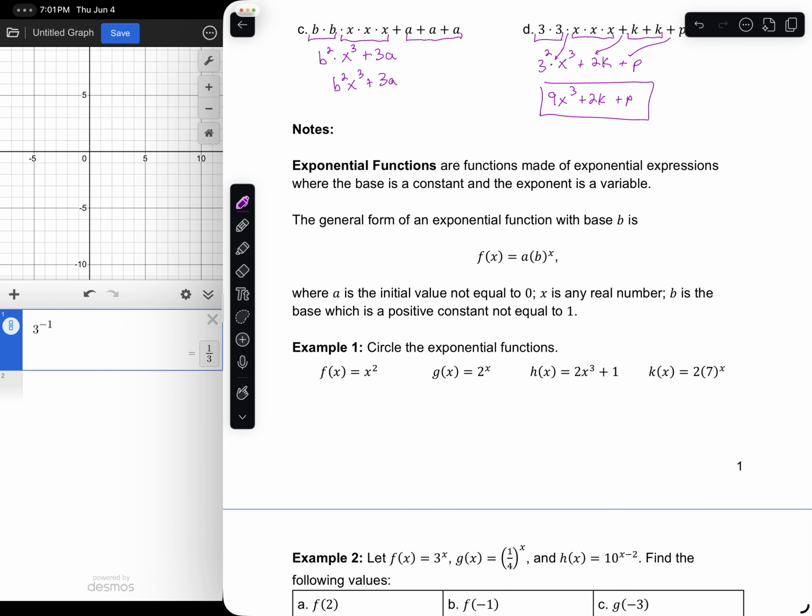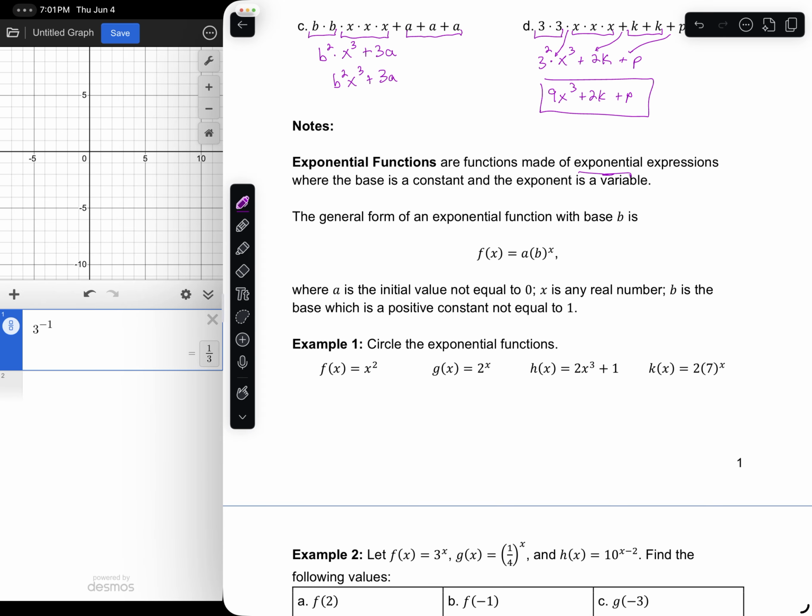Exponential functions are functions made of exponential expressions where the base is a constant and the exponent is a variable. So the variable is the exponent. That's kind of the key here.